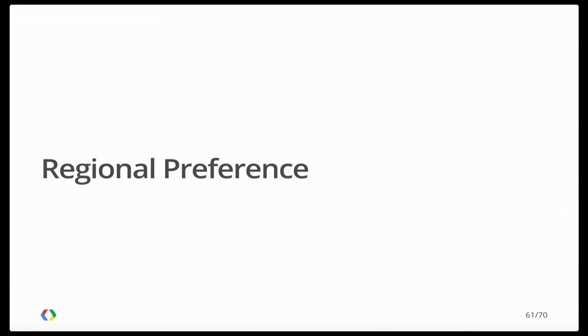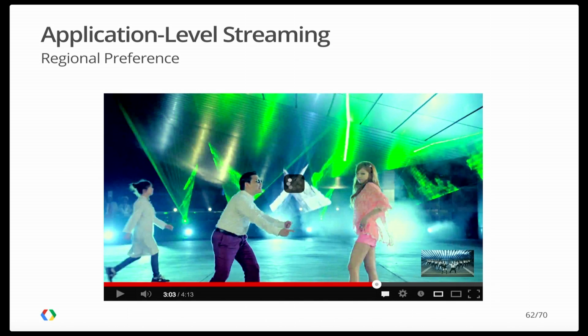Another thing we find out from all this experimentation is that there's a lot of region-specific differences in what people like to see. For instance, in the United States, people would rather watch a buffer spinner than see their video adapt down to the very lowest qualities.